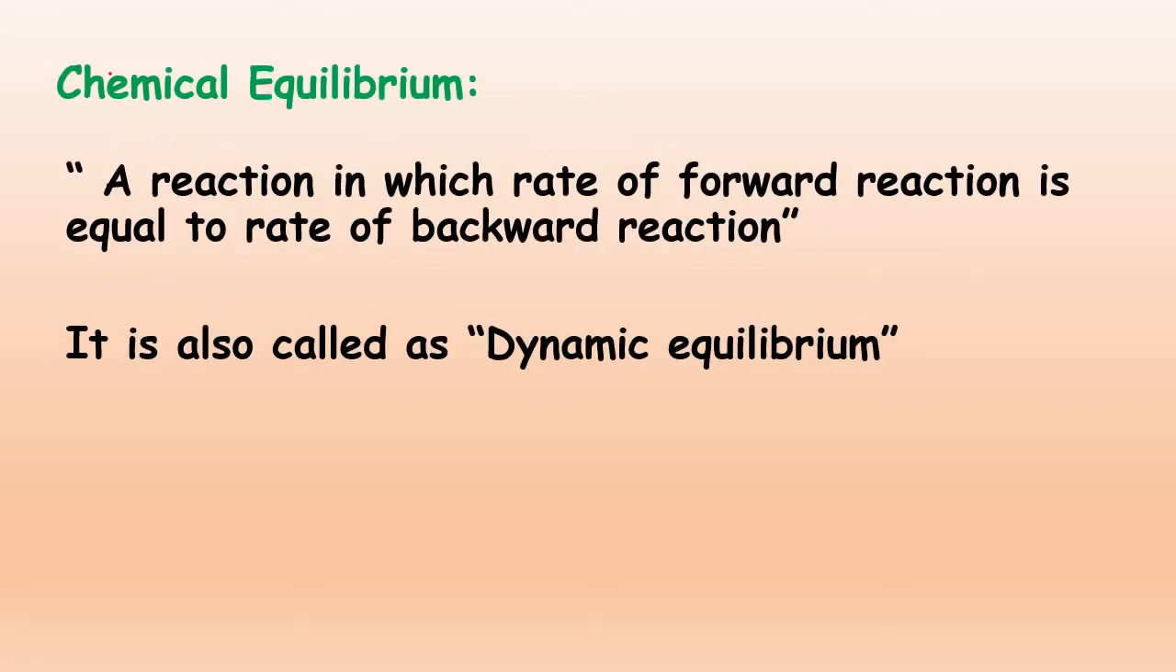Now the very important topic is: what do you mean by chemical equilibrium or dynamic equilibrium? A chemical equilibrium is one in which the rate of the forward reaction is equal to the rate of the backward reaction. This is the definition of chemical equilibrium, right? It is also called dynamic equilibrium.